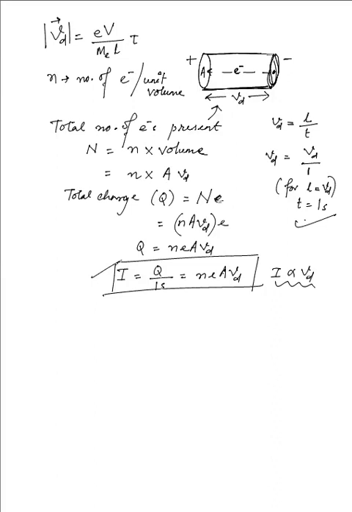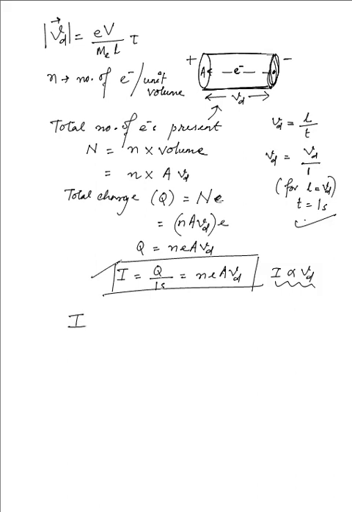So with this relation between current and drift velocity with us, we can move further with the relation between current and the potential across the conductor.